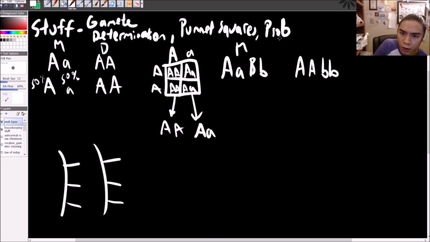Okay, this is the maternal one, and this is the father. So now, remember the law of segregation? Each produced gamete needs to have one of each kind of gene, one of each kind of allele, right? So if there is an A allele, that has to be with a B allele.